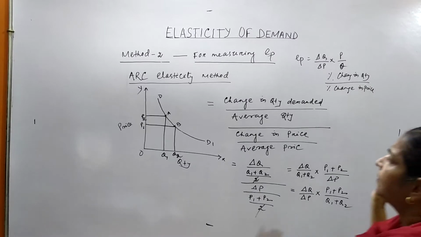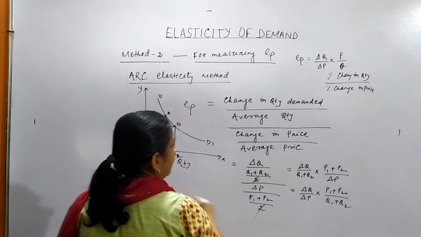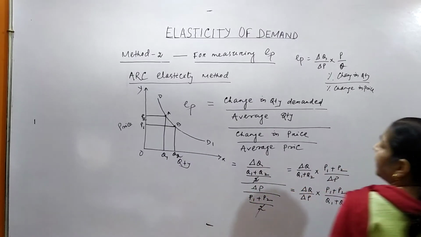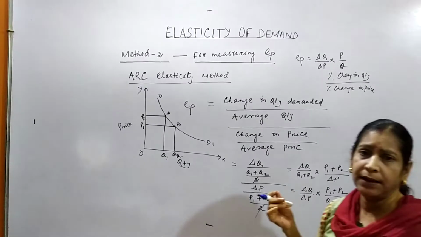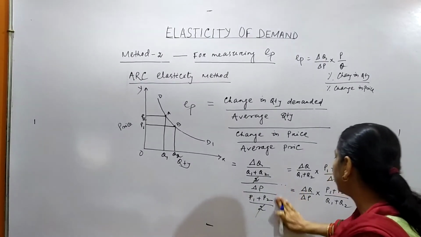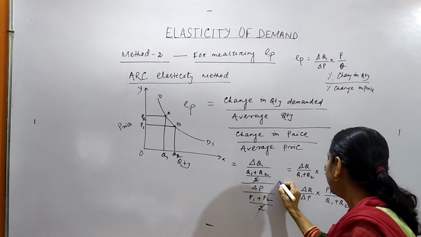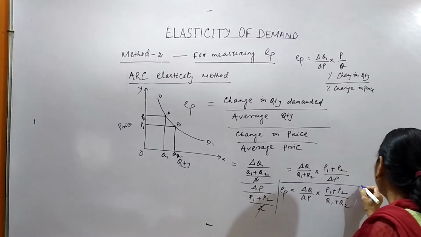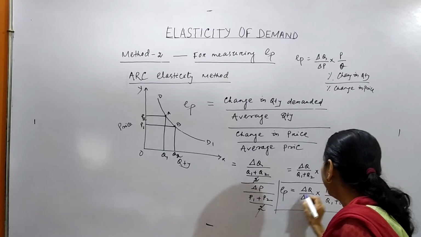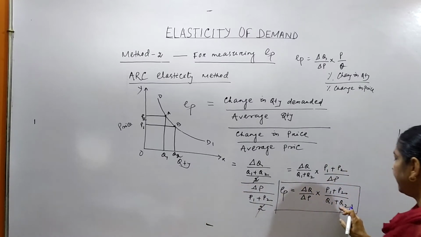This is arc elasticity method में EP का value. So how will we determine the value of EP in arc elasticity method? You have to remember this formula in arc elasticity method. So arc elasticity method में EP का formula क्या होता है? डेल्टा Q by डेल्टा P into P1 plus P2 by Q1 plus Q2.